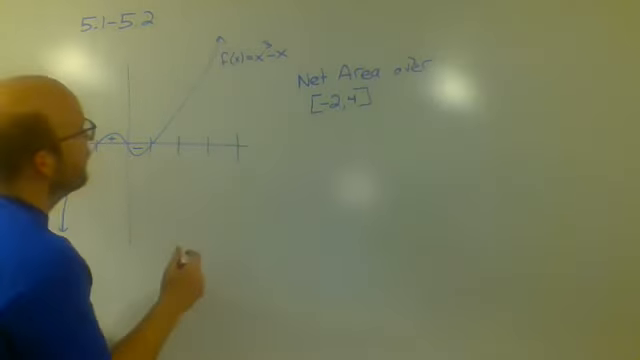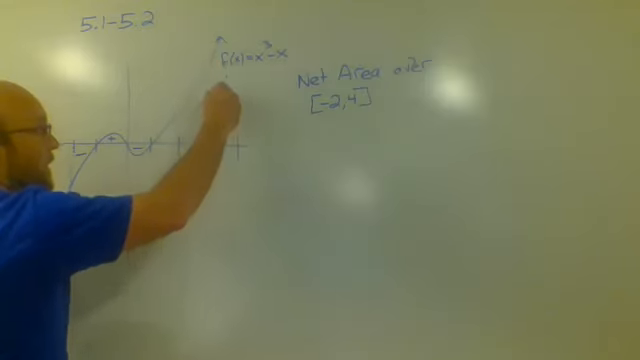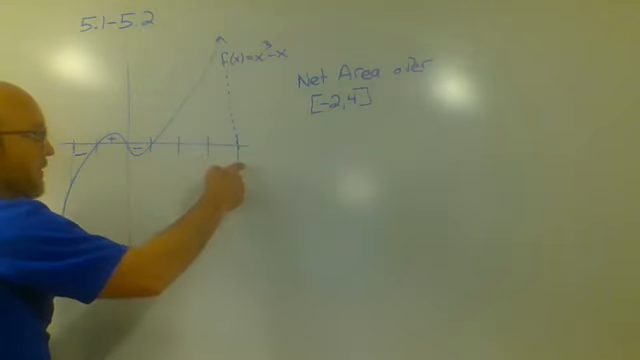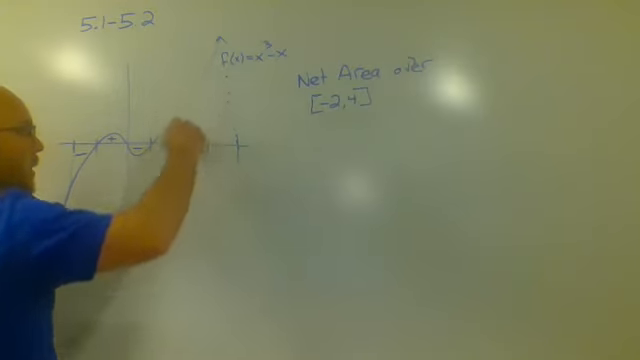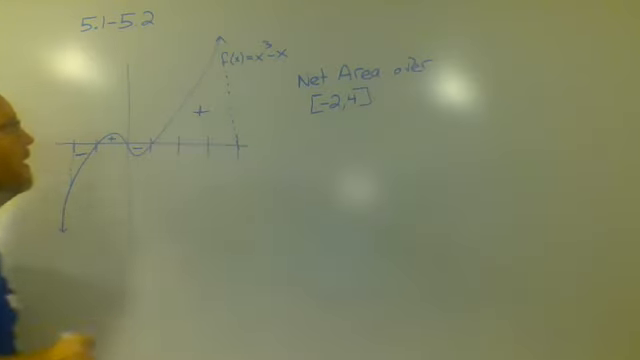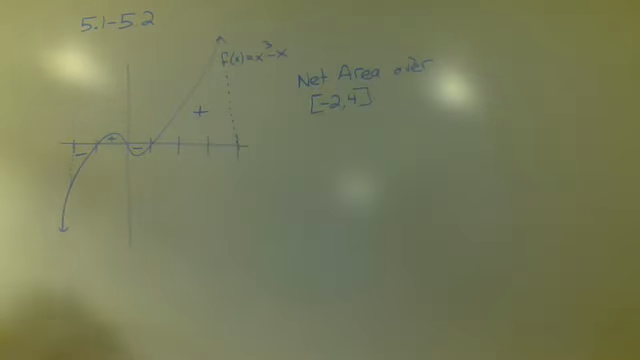And then finally, I don't think I quite drew it over far enough, so just pretend that I did. I'm stopping at x is equal to 4, and I'm looking at all this area here between the function and the x-axis. And of course, that's on the positive side, and so we're looking at a nice positive area. Okay, so that was just a reminder what net area is.